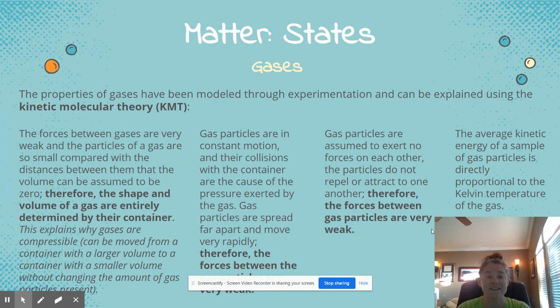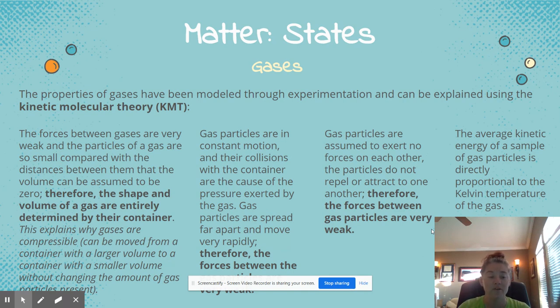The properties of gases have been modeled through experimentation and can be explained using the kinetic molecular theory. The kinetic molecular theory has four postulates. The forces between gases are very weak, and the particles of a gas are so small compared with the distances between them that the volume can be assumed to be zero. Therefore, the shape and volume of a gas are entirely determined by their container. This is what explains why gases are compressible.